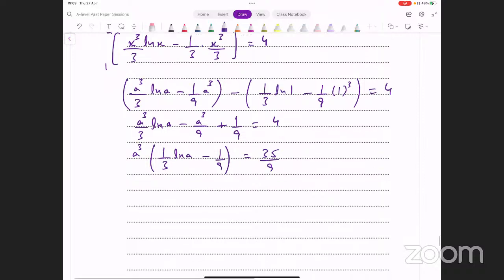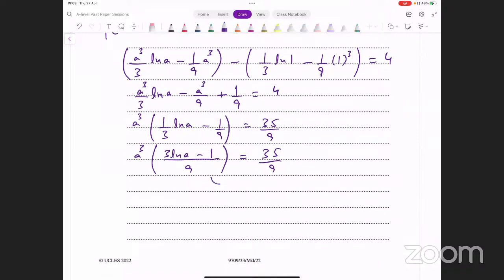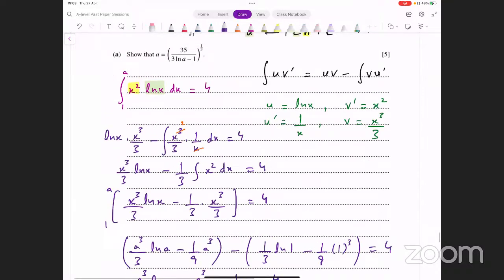ठीक है, इसको हम क्या करते हैं, LCM ले लेते हैं. Before we can take this to the other side, we have to take LCM. LCM लेंगे तो नीचे 9 आ जाएगा, ऊपर आपके पास क्या आ गया, 3 into ln of a minus 1. Okay, and now just take this thing to the other side. In fact, 9 और 9 तो cancel हो जाएंगे. And what are we left with? We have a cube equals 35 divided by 3 ln a minus 1. And yeah, that's what we have. 35 over 3 ln a minus 1.